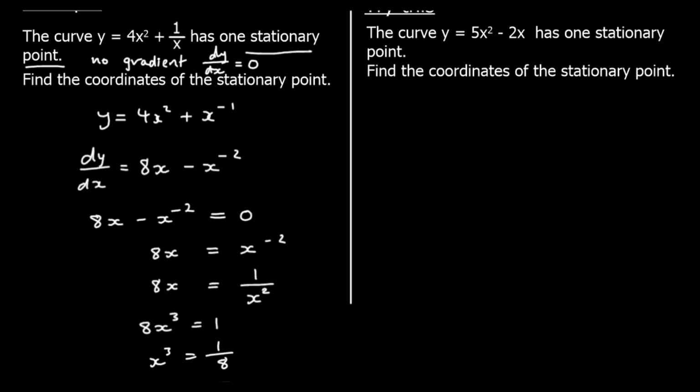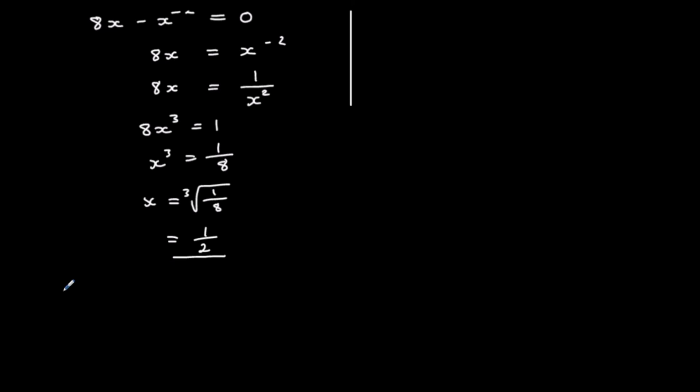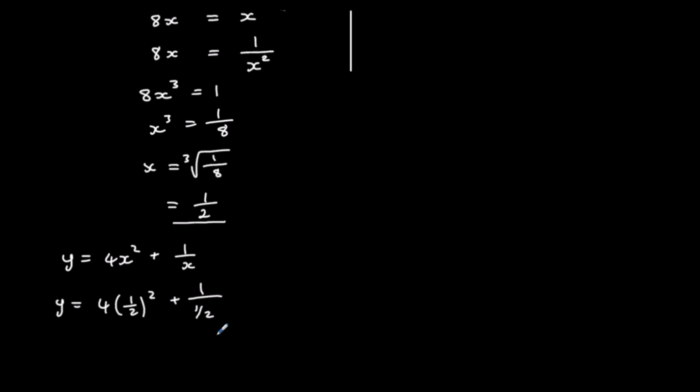So y is 4x squared plus 1 over x. We know x is 1/2, where we've got the stationary point. So we need to find our y coordinate. So it's going to be 4 times (1/2) squared plus 1 over 1/2. And again, you can type this straight in the calculator. I'm not going to do that. I'm going to work it out.